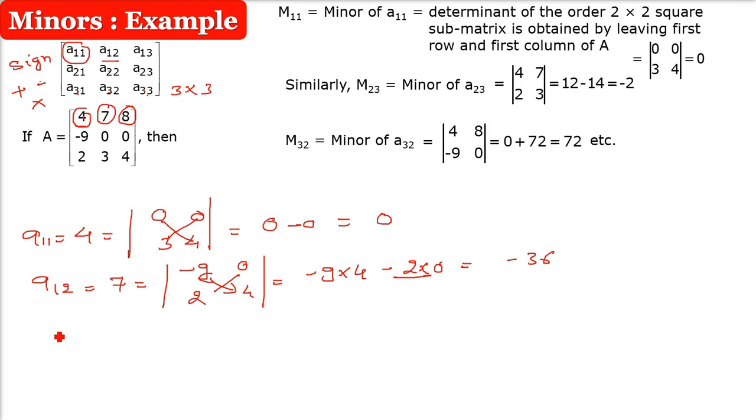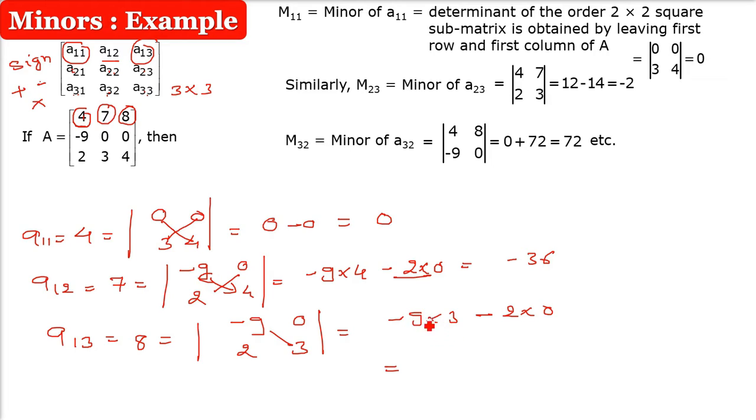Now 8, how do we find it? It corresponds to A13. A13 is 8 here. If you are taking A13, this row and this column you have to leave. So A21, A22, A31, A32 only will be there in the 2 by 2 determinant. To find the minor of 8, leave all these; it will be negative 9, 2 and 0, 3. Multiply: minus 9 into 3 minus 2 into 0. So 9 times 3 is 27, negative 27 it will be, and this is 0.